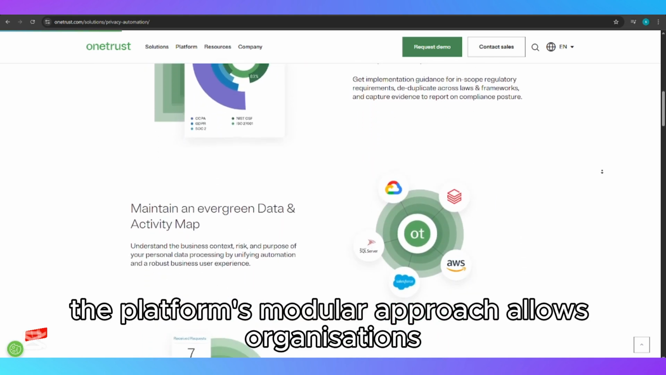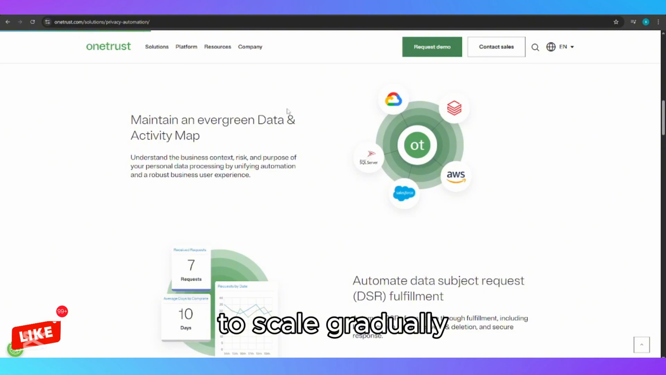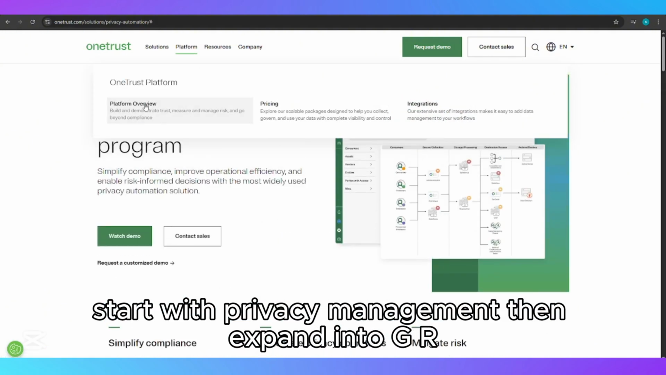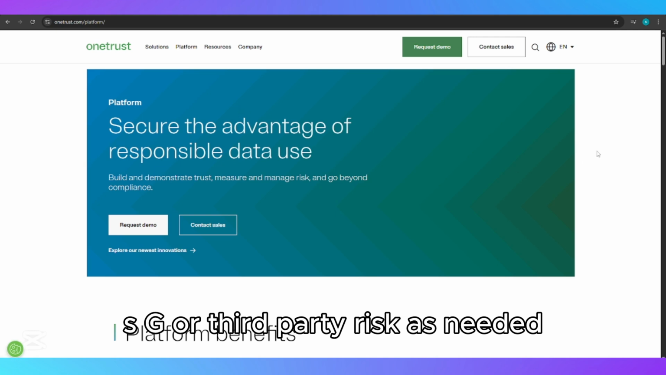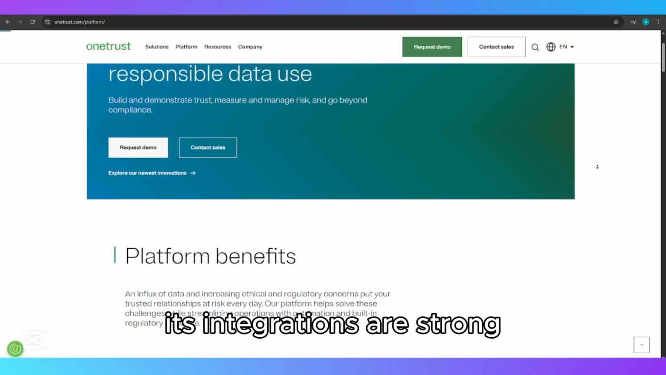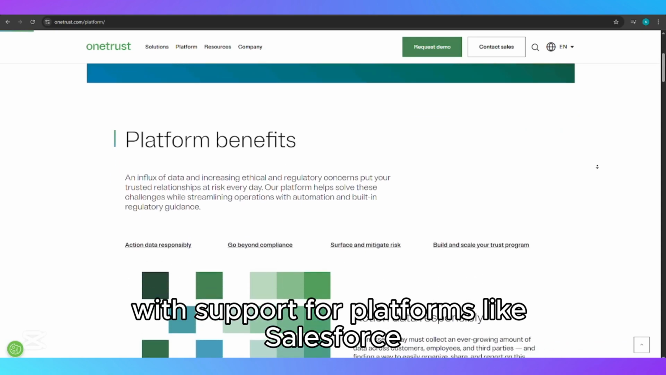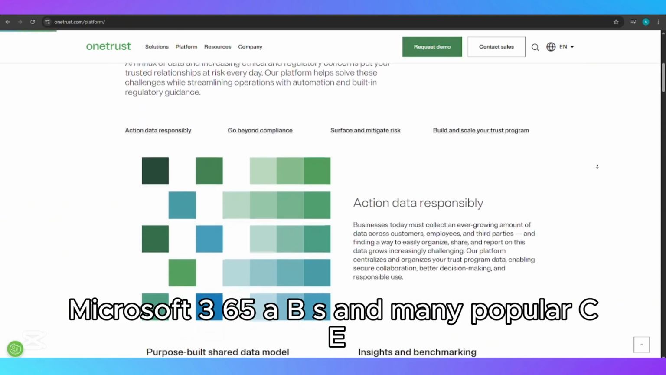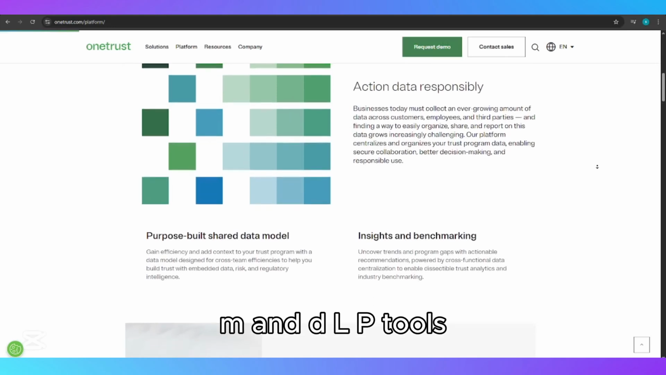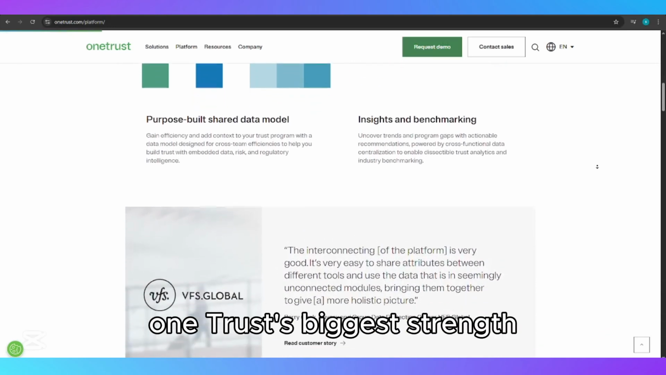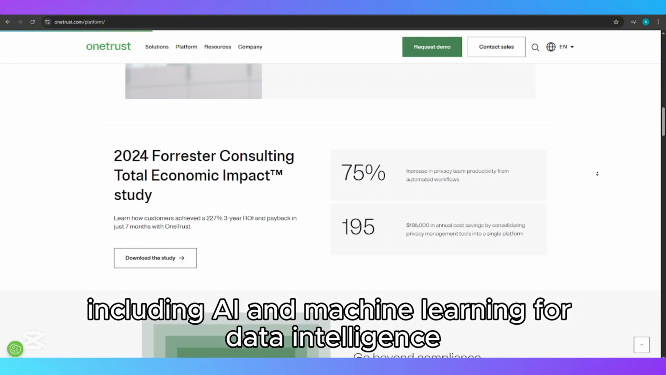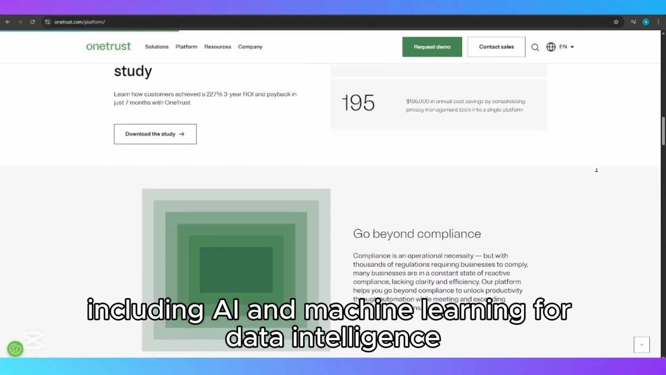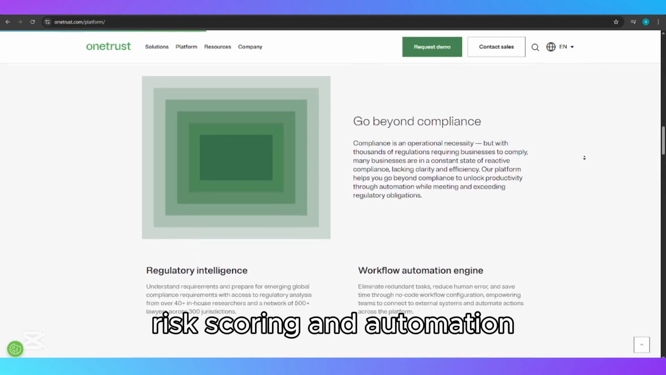The platform's modular approach allows organizations to scale gradually, start with privacy management, then expand into GRC, ESG, or third-party risk as needed. Its integrations are strong, with support for platforms like Salesforce, Microsoft 365, AWS, and many popular CIEM and DLP tools. OneTrust's biggest strength lies in its comprehensive coverage and continuous innovation, including AI and machine learning for data intelligence, risk scoring, and automation.